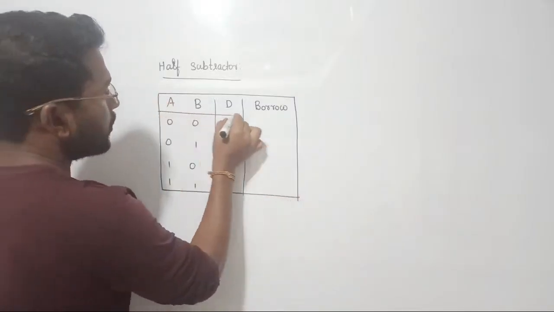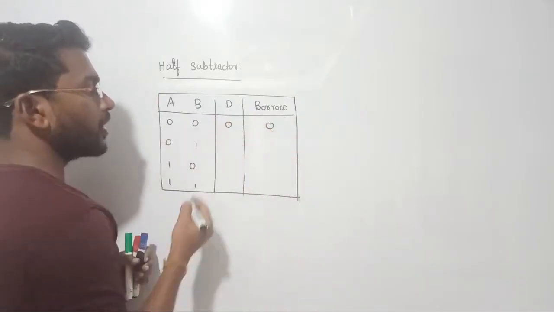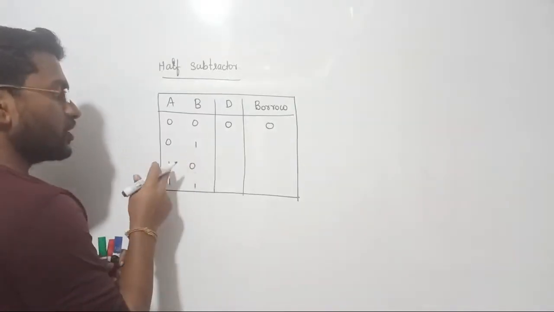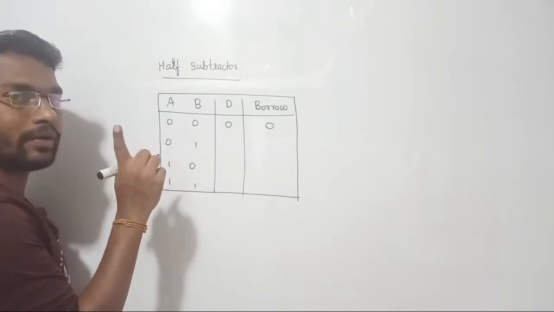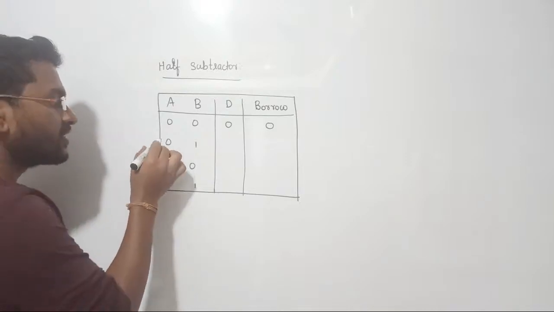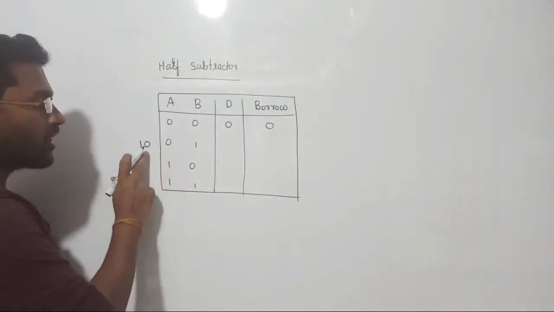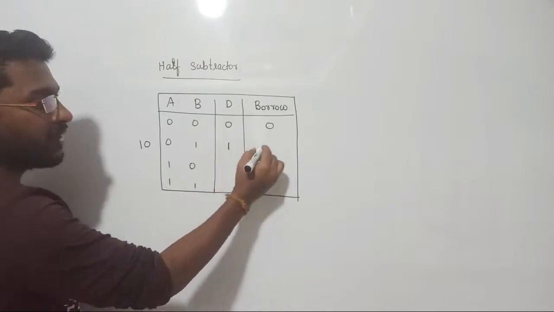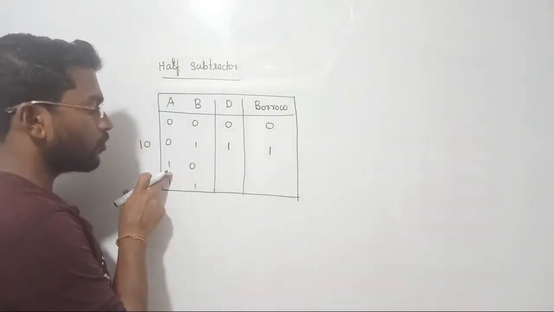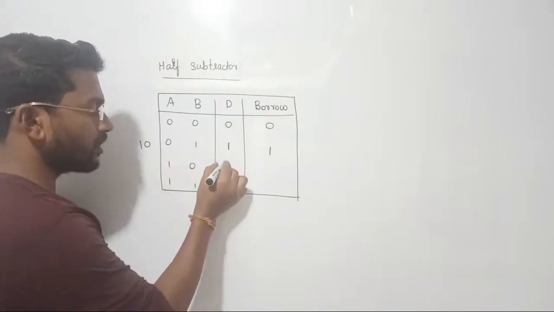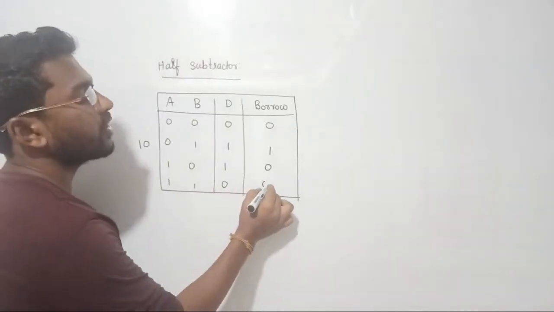Now the outputs: 0 minus 0 will give you 0. There is no need for any borrow. Now 0 minus 1, you cannot subtract 1 from 0. In order to subtract 1 from 0, I have to borrow from outside, such that this 0 adds up with the borrowed 1, so it is going to be 10 now. So 10 minus 1 is going to be 1, whereas I borrowed 1, so I have to keep that borrow here. Now 0 can be subtracted from 1, such that 1 minus 0 is going to be 1 only. There is no need of borrow. 1 minus 1 is automatically 0, there is no need of borrow.